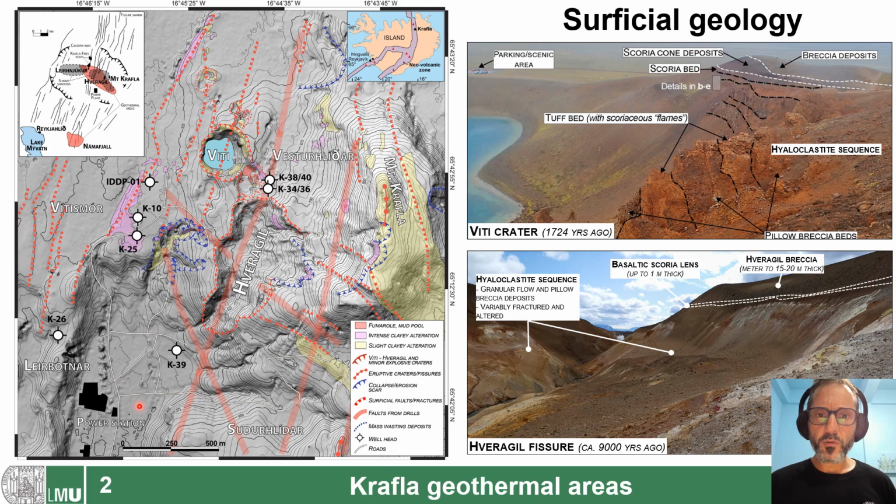Nearby, the Leirhnjúkur thermal site hosts active vents and hot springs. Within the geothermal field, there are also two notable fissures or depressions, which are the Víti crater and the Hveragil fissures. These fissures were created by magmatic hydrothermal eruptions occurring in 1724 and 9,000 years ago, respectively.